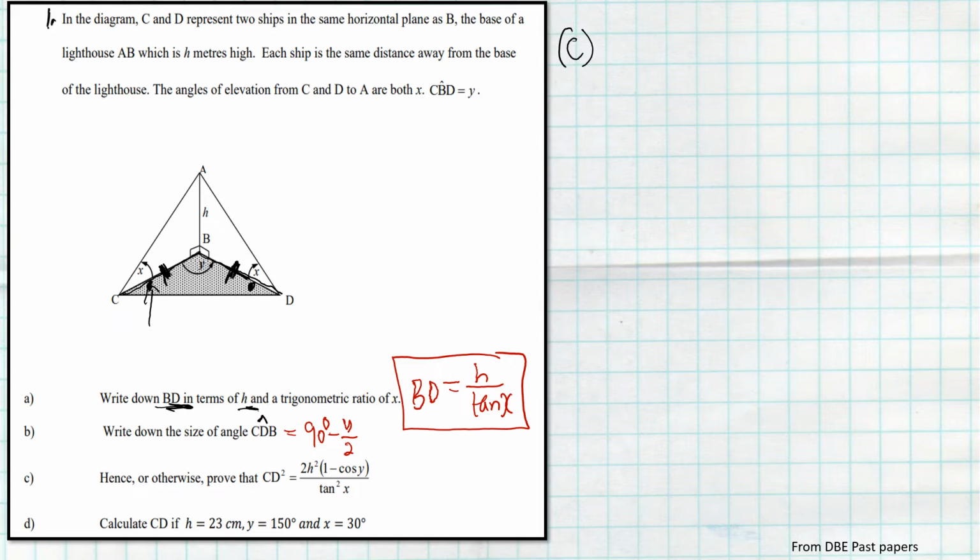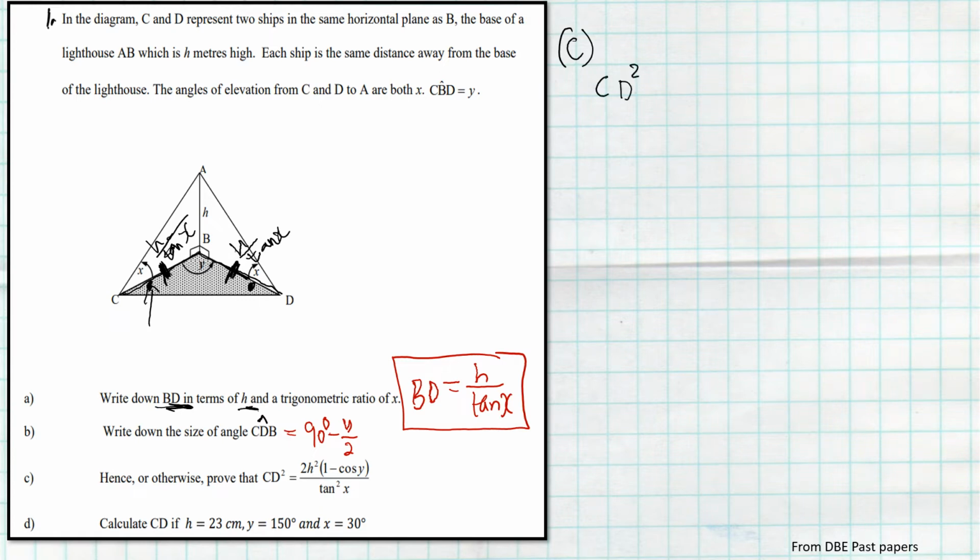Because we have two sides. We know that one is h over tan x, and this one is also h over tan x, because they're equal. Then we have two sides and an included angle, so we can use what? The cosine rule.